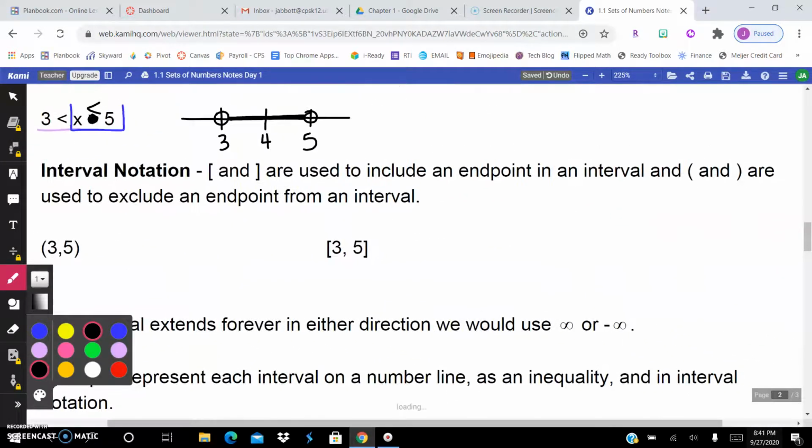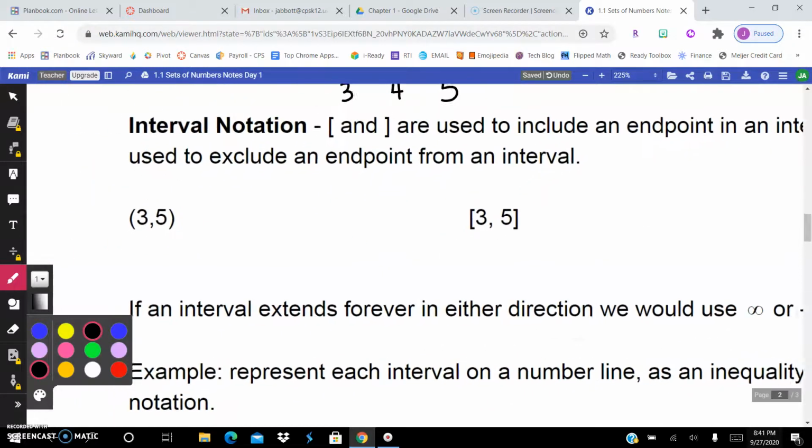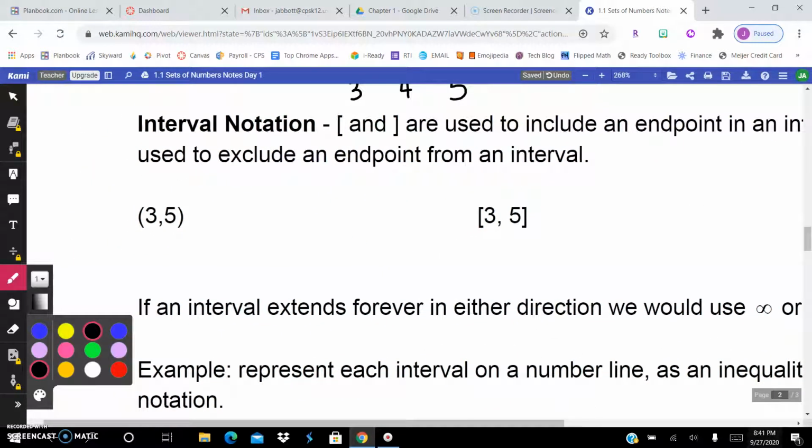Next, we're going to talk about interval notation, and that's where these brackets are used to include an endpoint in an interval, and parentheses are used to exclude an endpoint from an interval. So underneath, I have both types here. The parentheses would mean we're not including those, so those would be the inequalities less than or greater than. And then with the brackets, those would be including the 3 and 5, so those would have the line under it for the equal to part of the inequality.